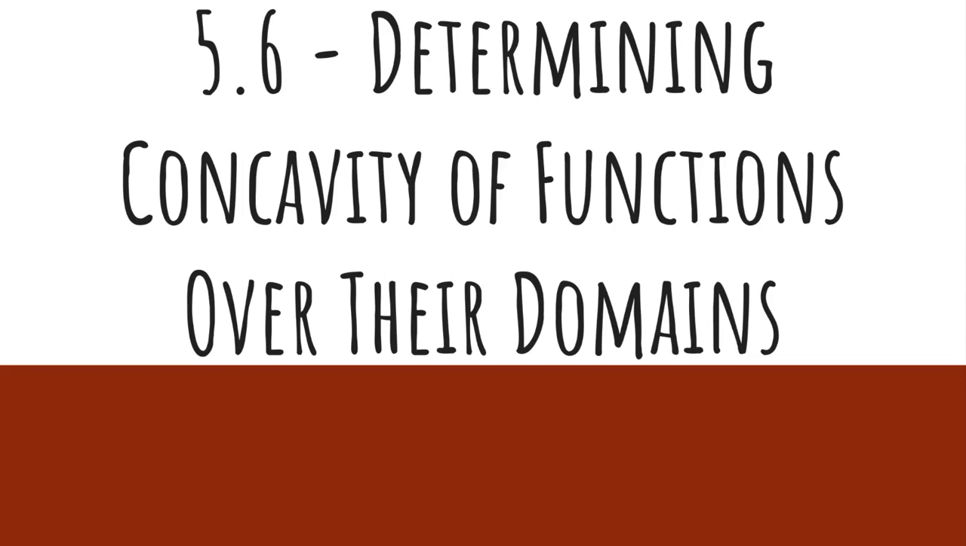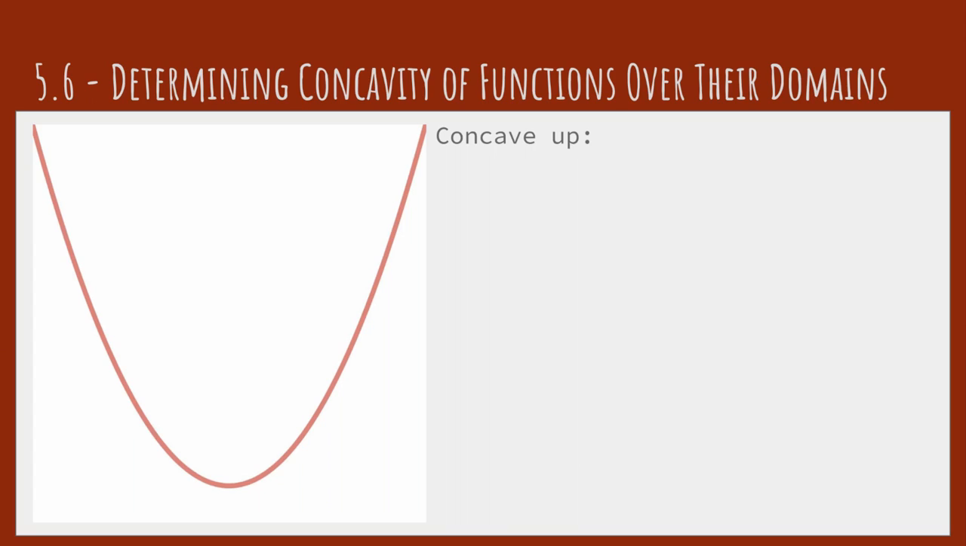I want to talk about how we can determine, using calculus, the concavity of a function, and then some other things that we can conclude about a function based on the information that we have. So let's just start with a picture of a graph that we know is concave up. This is a picture that we've kind of looked at before. It's just a basic parabola.